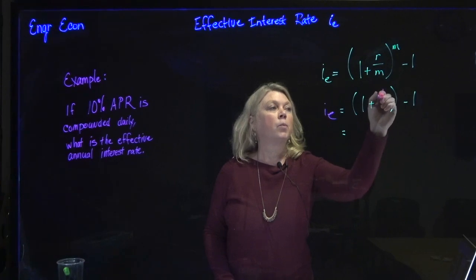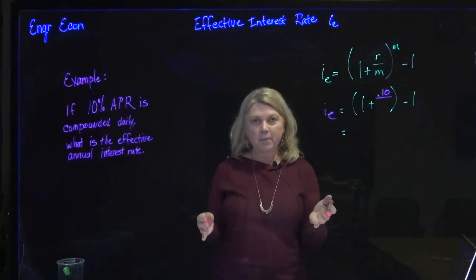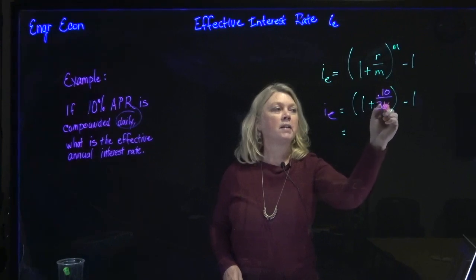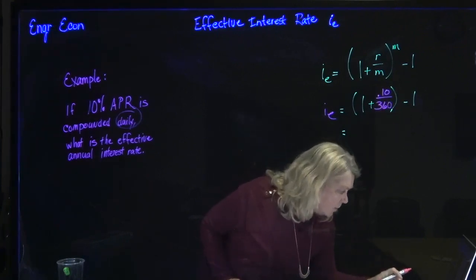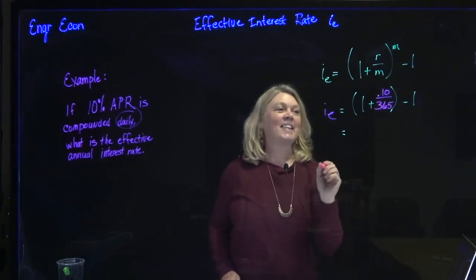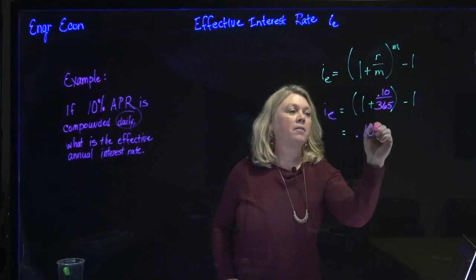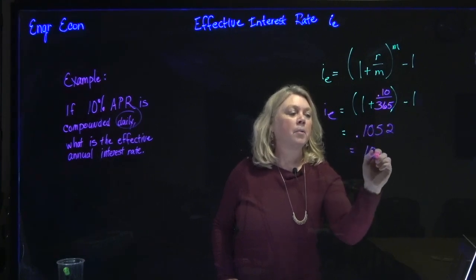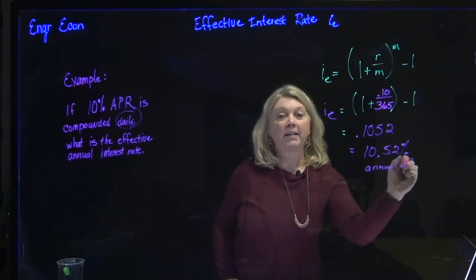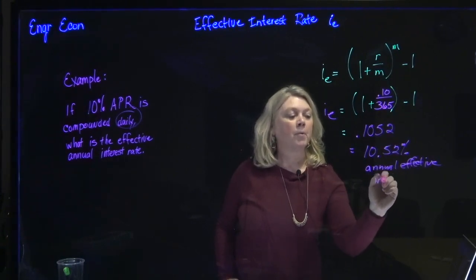So I'll put that as 0.10. M is the number of compounding periods per year. This is compounded daily, so let's use 360 compounding periods in 1 year. Let's use 365 days in a year, and that will turn out to be 0.1052 or 10.52% annual effective interest rate. So even though you think you're paying 10%, you're really paying 10.5%.